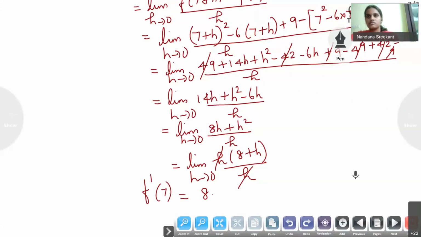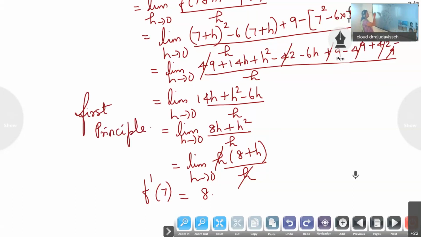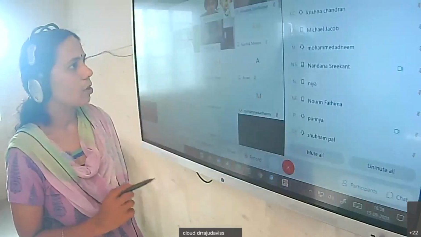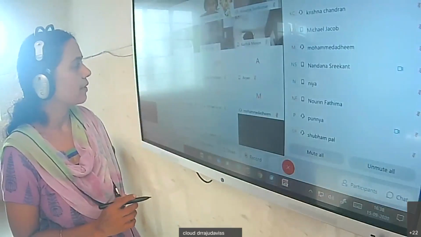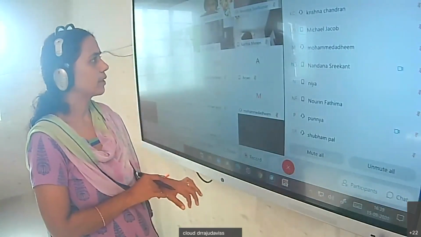So this method of finding derivative, we call it as finding the derivative using first principle. You apply this formula, limit h tending to 0, f of x plus h minus f of x by h. That method we call it as finding the derivative using first principle. Okay. Write the next one.